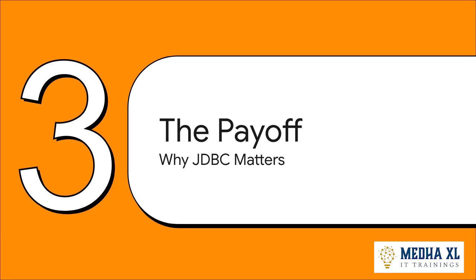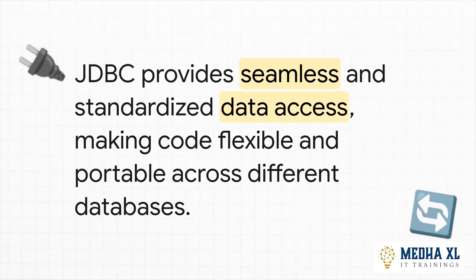So, we've seen the what and the how, but what's the real payoff here? I mean, why is this technology so important? Why has it been a total cornerstone of Java development for forever? Let's talk about why JDBC really matters. Here's the bottom line. JDBC gives developers seamless, standardized access to data. Because the API, the set of rules, is always the same.